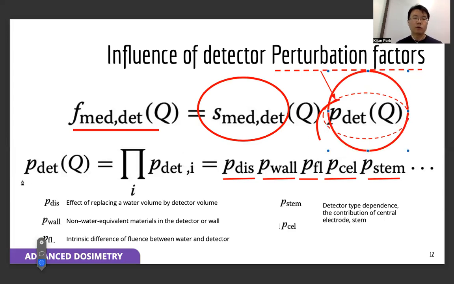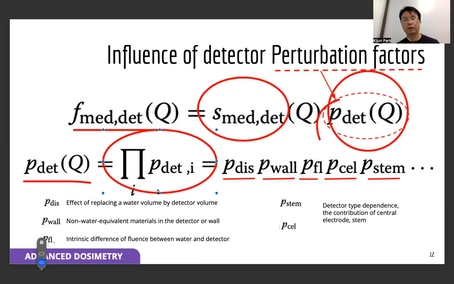These perturbation factors, as I mentioned earlier, most likely come from the detector side. The perturbation factor is a combinatorial factorization among various sources. For example, the effect from replacing the water volume by the detector volume, so it is purely the volume effect of the detector, and also the non-water-equivalent material in the detector. So it is a material type dependence.